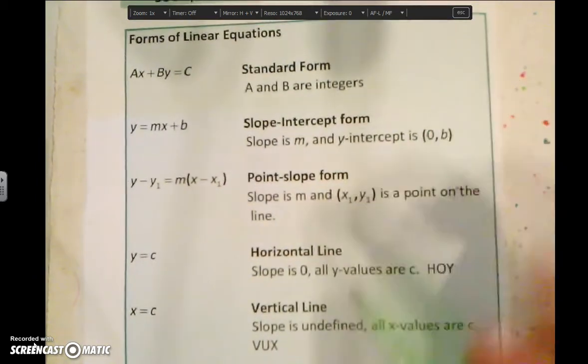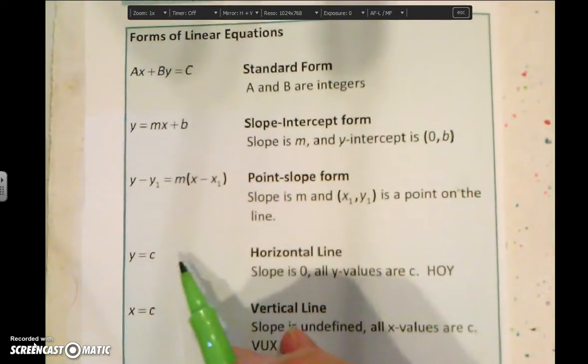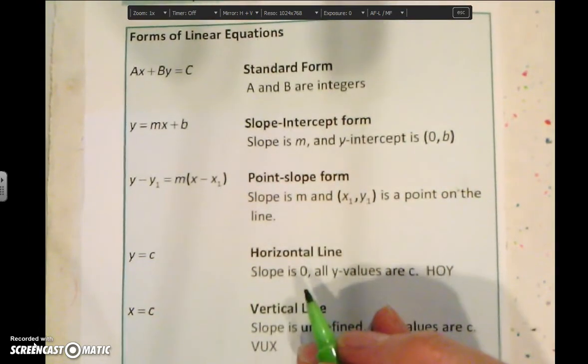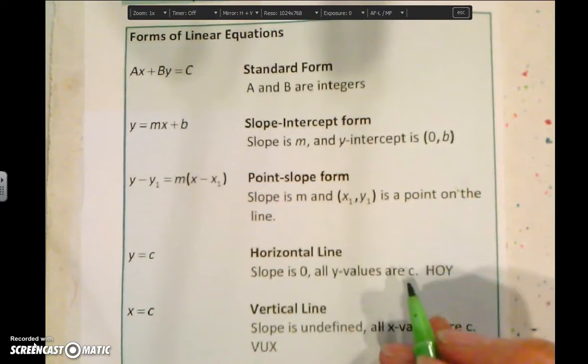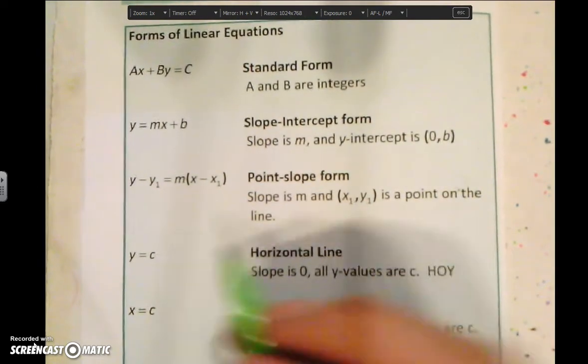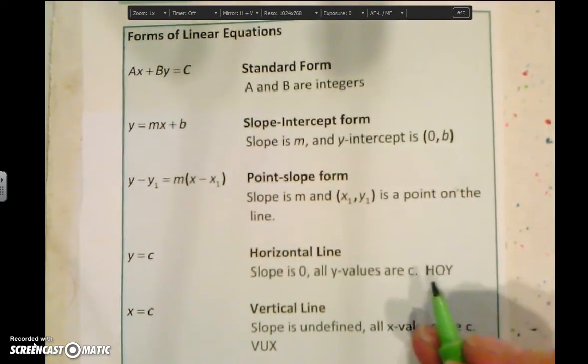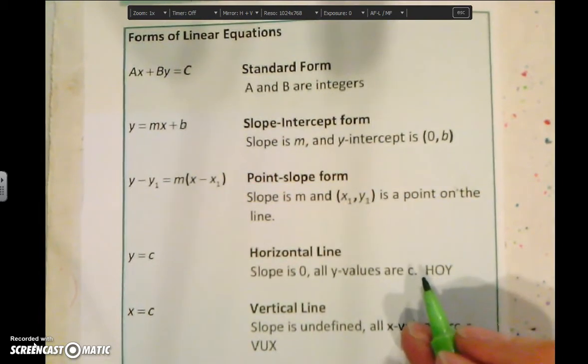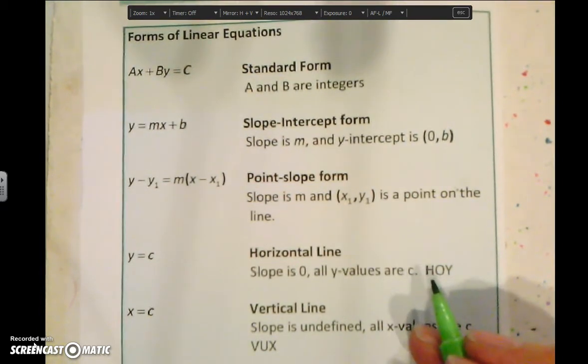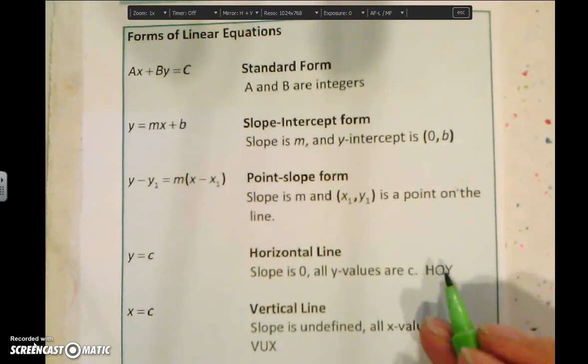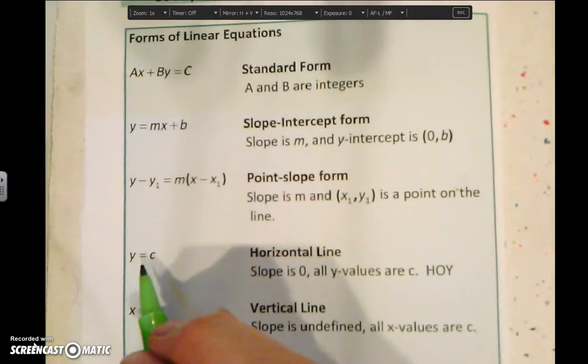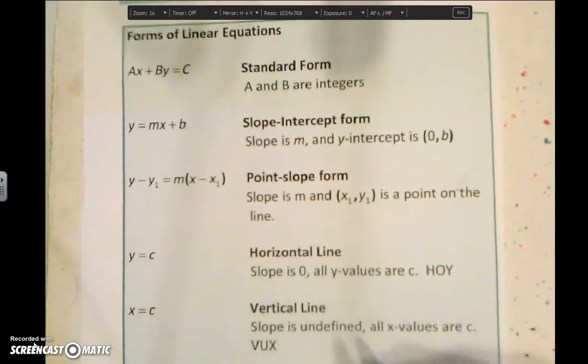Horizontal lines, remember, were written in the form y equals c. The slope is 0 and all y values are equal to whatever c is right there. And I just wrote this as H-0-Y. Remember, the H stands for horizontal lines, 0 stands for the zero slope, and y is a reminder that the equation is going to be y equals a number.